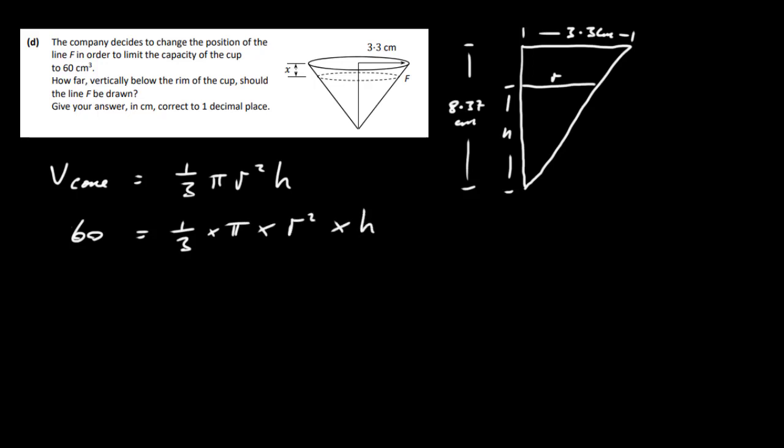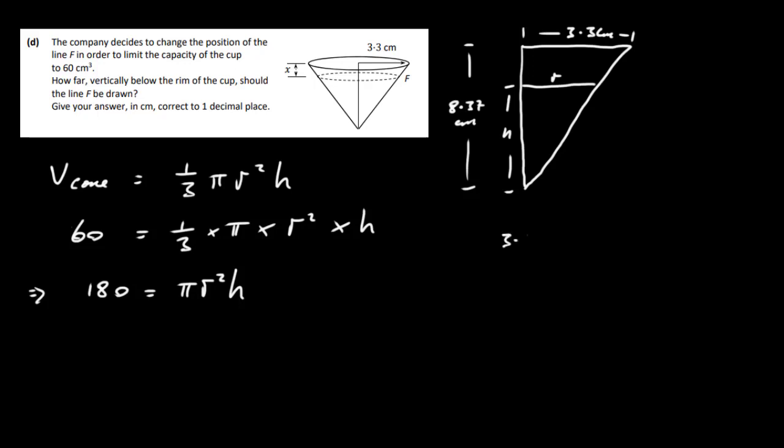So let's look at the volume of our cone. The volume of a cone is 1/3 pi r squared h. We know that 60 is equal to 1/3 times pi times r squared times h. Remember, we don't know what our radius is, we don't know what h is. So let's multiply across by 3, so we get 180 is equal to pi r squared h. So we have two unknowns in this equation, so we can't work out r or h so far.